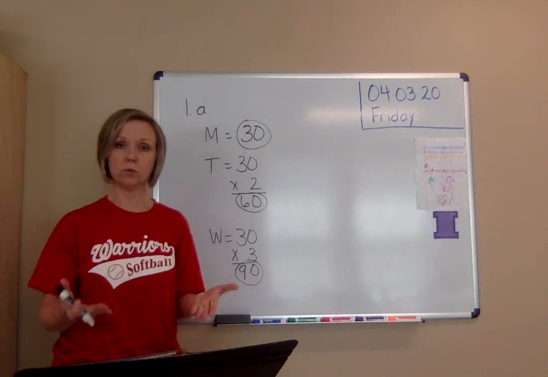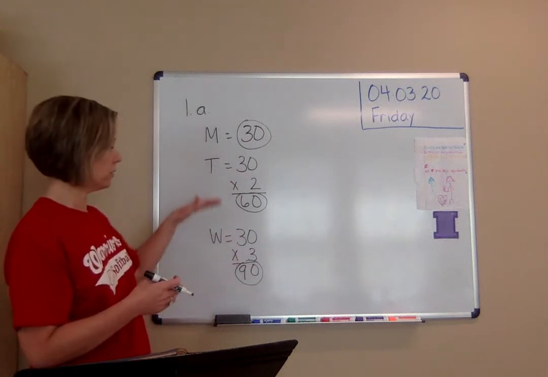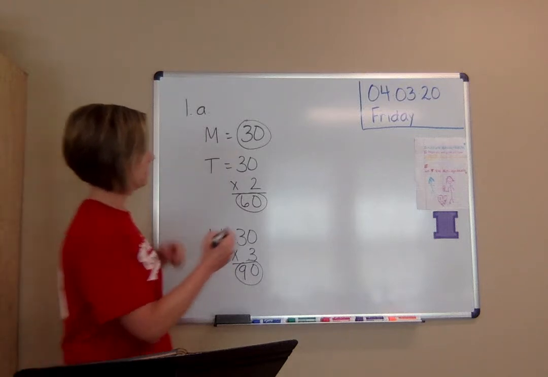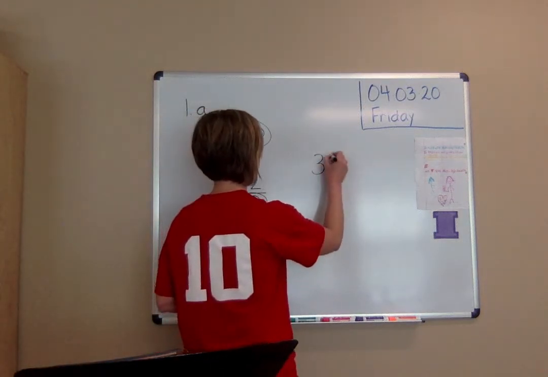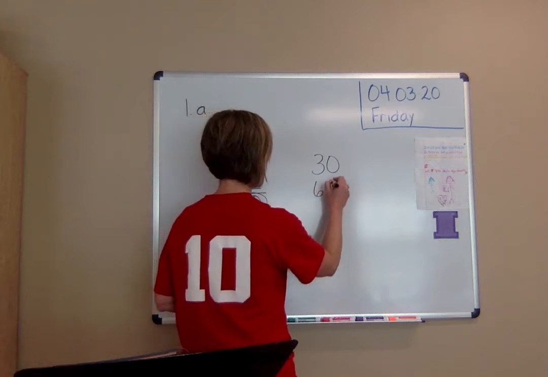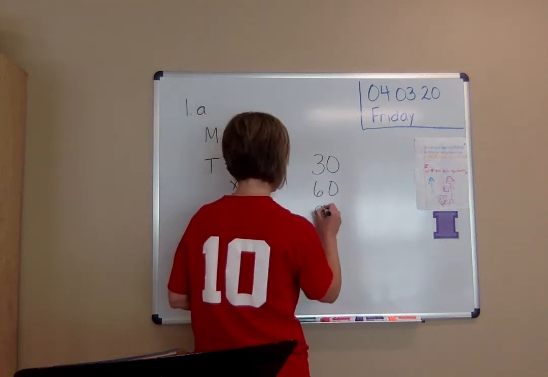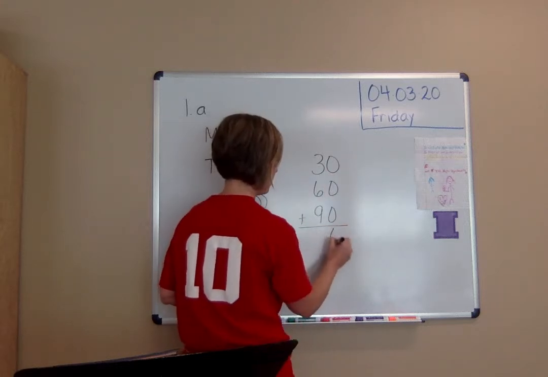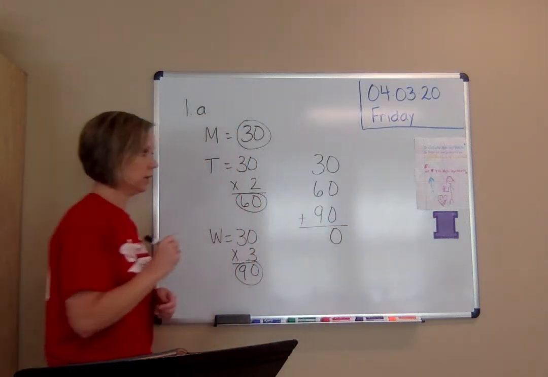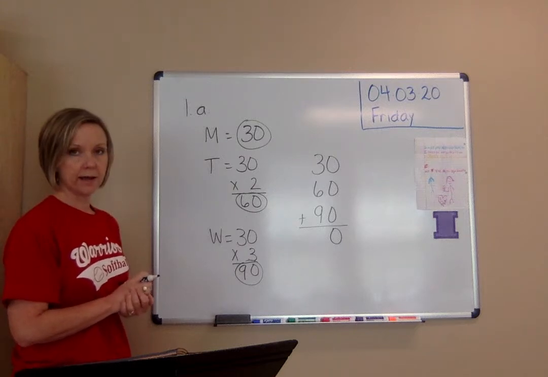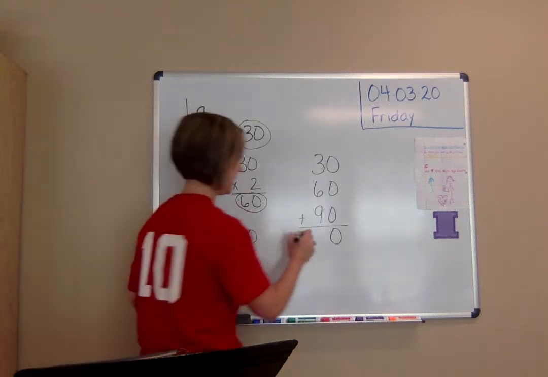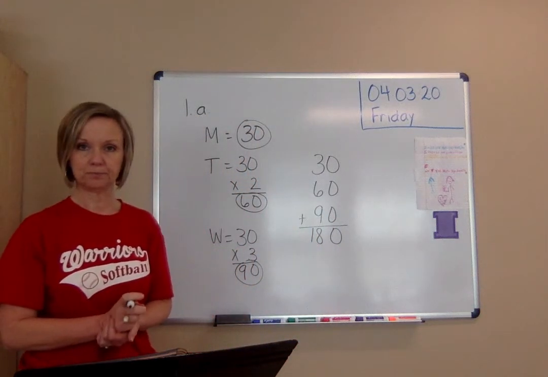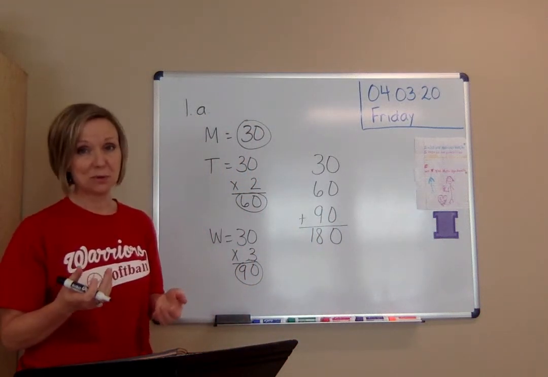Can we solve now? Sure, because we have our value for each day. So I'm going to add 30 plus 60 plus 90. 0 all the way down. 3 plus 6 is 9. And then a double. 9 plus 9 is 180 miles. It's easy when we do them together, isn't it?